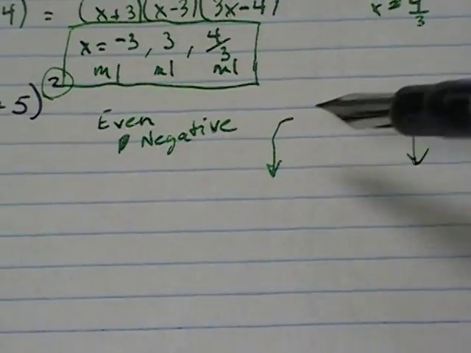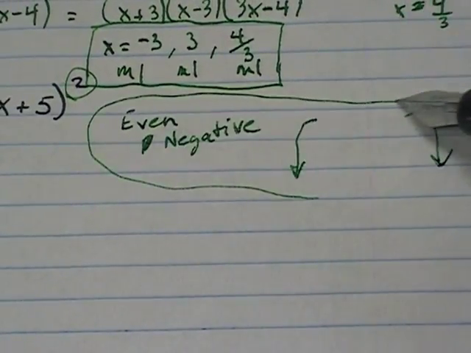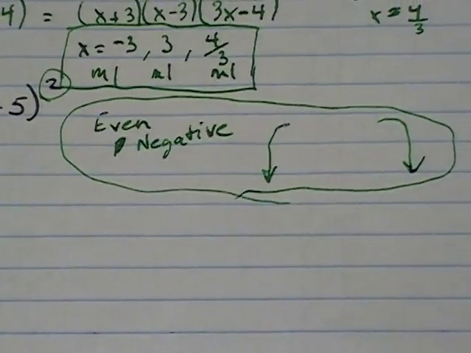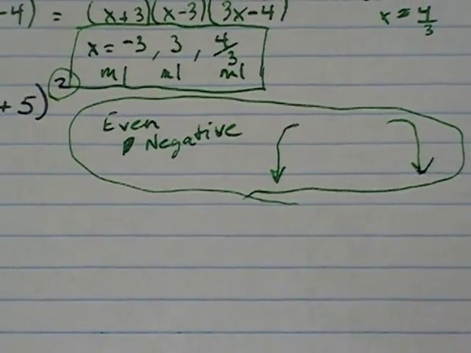What that means is the end behavior will look like this. Both ends must point down. It's an even power with a negative leading coefficient. The ends must point down.